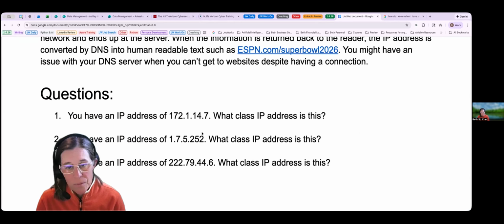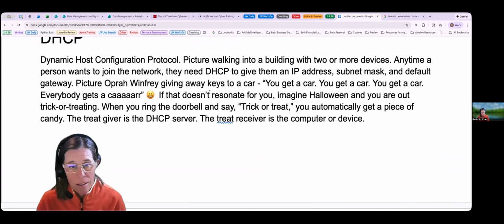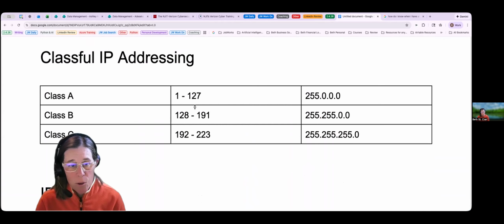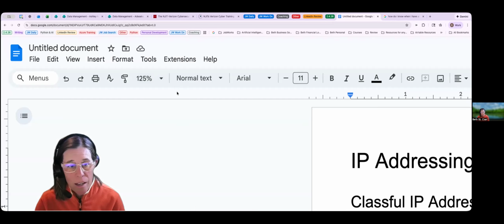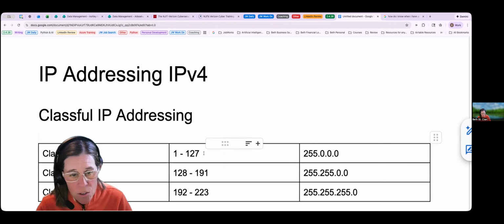Couple questions here, and you can answer this in your head. First question, knowing about the classful IP addressing, if you have an IP address of 172.1.14.7, what class IP address is this? Remember, you're focusing on the first octet. Is this going to be A, B, or C? And you'll know that answer if you look back at this table. 172 is the first number, so I look here at class A, and remember it's 172.